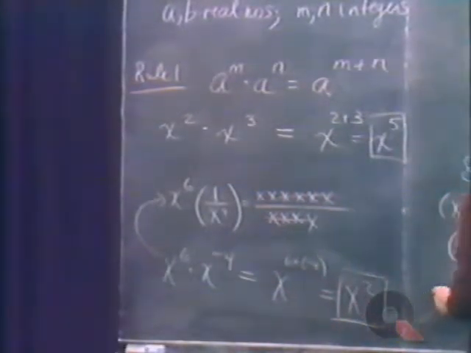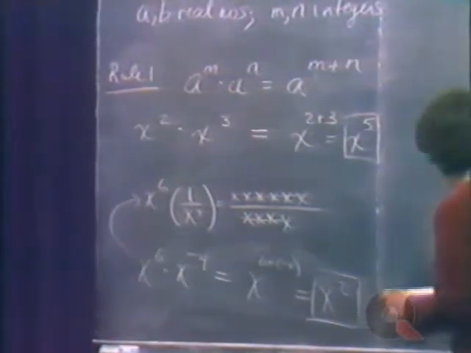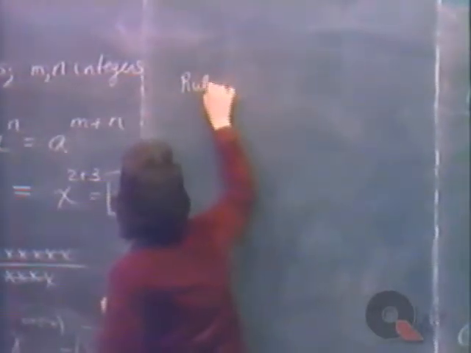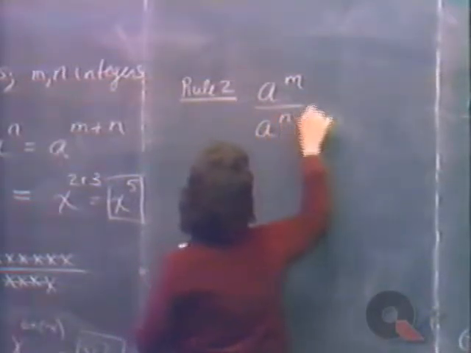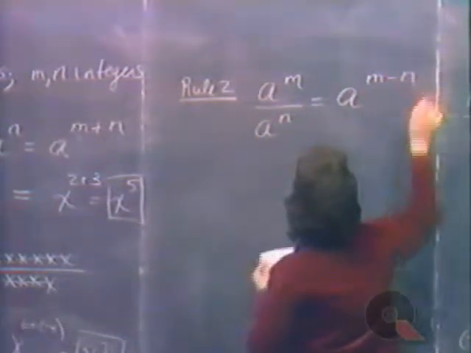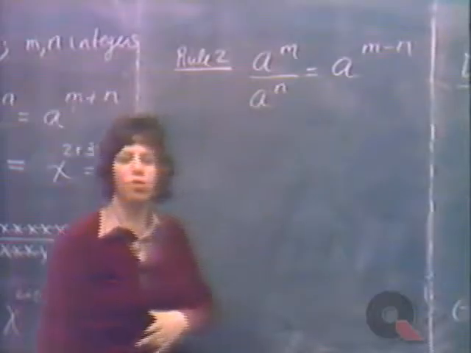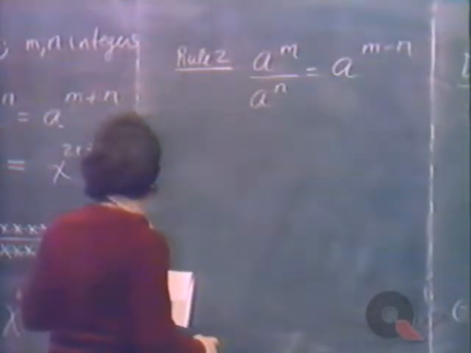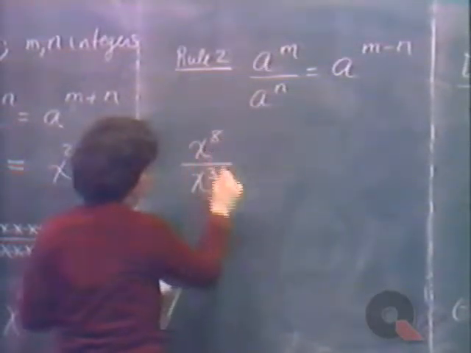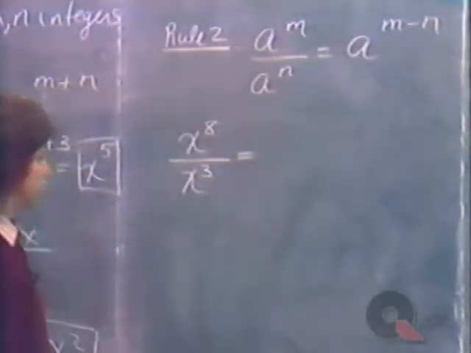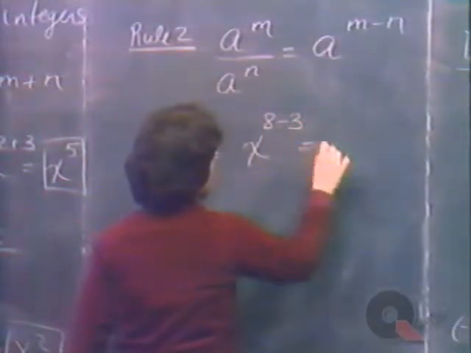Now rule 2. A to the m over a to the n is a to the m minus n. You're dividing now. The bases are the same. You keep the base and you subtract the powers. For example, x to the 8th over x to the 3rd, or x cubed. This tells us to keep the base x, to subtract, to get 8 minus 3, that's x to the 5th power.